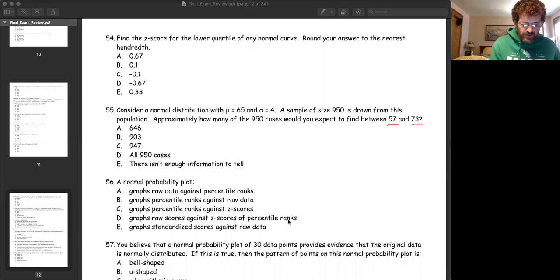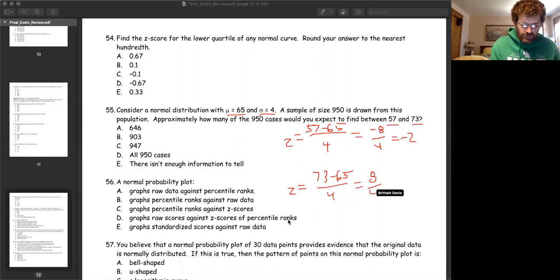So we need to figure out what the z-scores are here. We want to figure out what percent out of the population falls between 57 and 73. So the z-score for the lower number is 57 minus 65 divided by 4. Remember, it's just the mean and the standard deviation getting plugged into the z-score calculation. So that's -8 divided by 4, and that's just -2. The upper z-score is going to be 73 minus 65 divided by 4, which is 8 divided by 4, and that's 2.